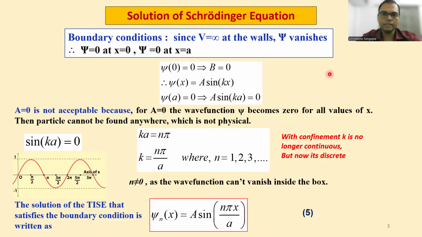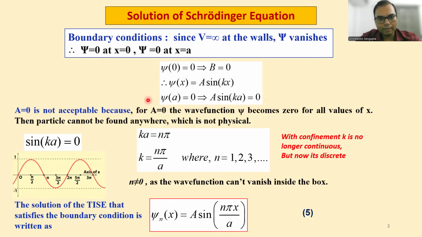So what are the boundary conditions? Since the potential is infinity at the walls, psi will vanish. That means at x equals 0 and x equals a, psi should be 0. Putting the first boundary condition, we can easily get the coefficient B to be 0. That leaves us with this expression.